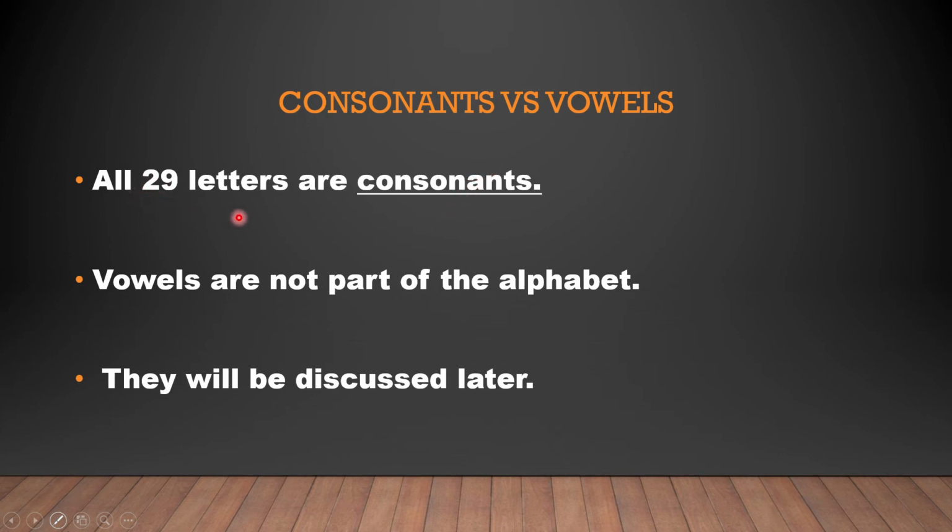All the 29 letters that we learned on the previous page are consonants. There are vowels, but they are not part of the alphabets. They will be discussed later. So, the 29 letters of Arabic are consonants. Vowels are not part of the alphabet in Arabic. We will be discussing them in more depth in other lectures. All you need to know now is that the 29 letters are consonants and none of them are vowels in Arabic.